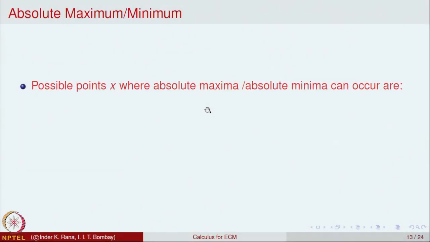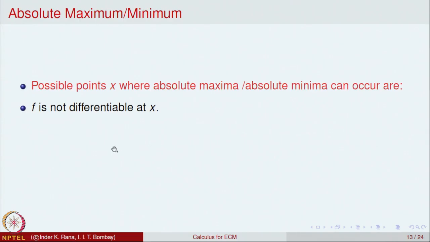So, for that, let us observe that if a point x is absolute maxima or absolute minima, then it is also a local maxima or minima, right. So, that says that the possible points which you should be looking at, which you should be analyzing to locate the absolute maxima and minima, are the points where local maxima and minima can occur. Collect these points, find out the values of the function at these points and see which is the largest, which is the smallest, right.